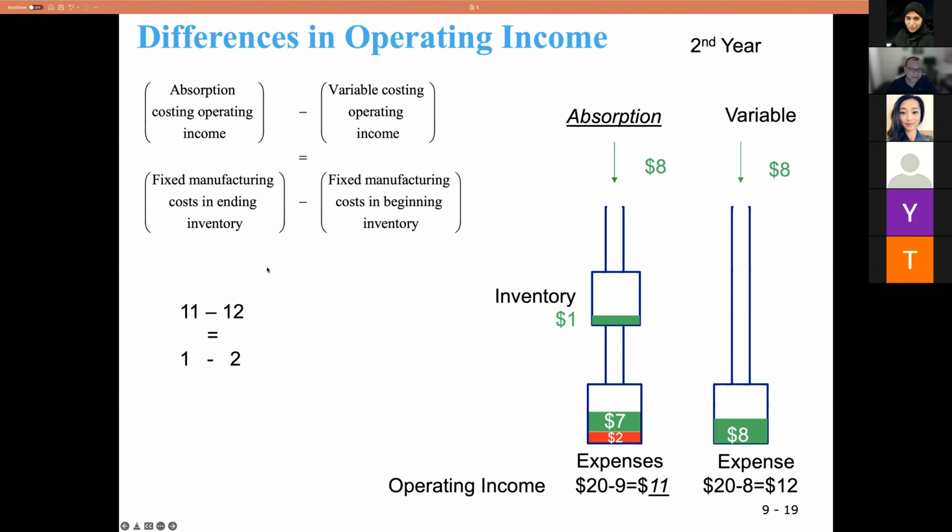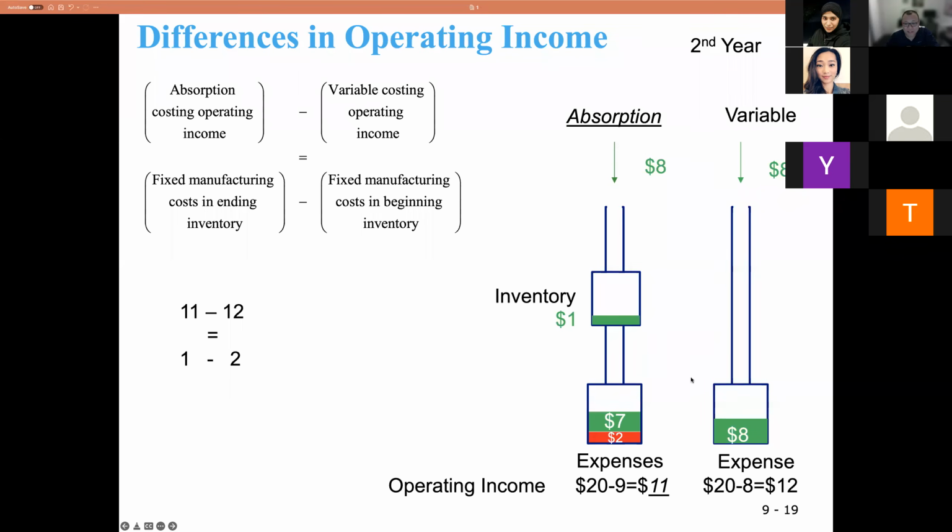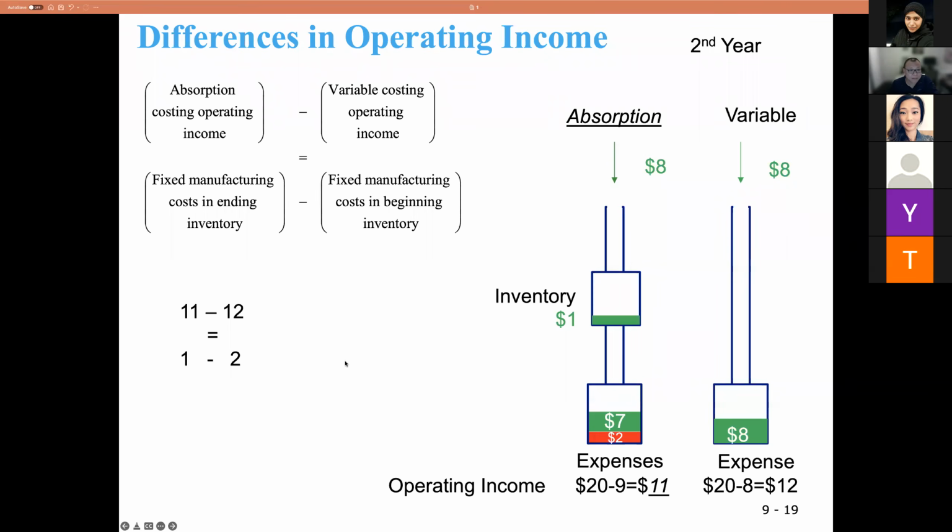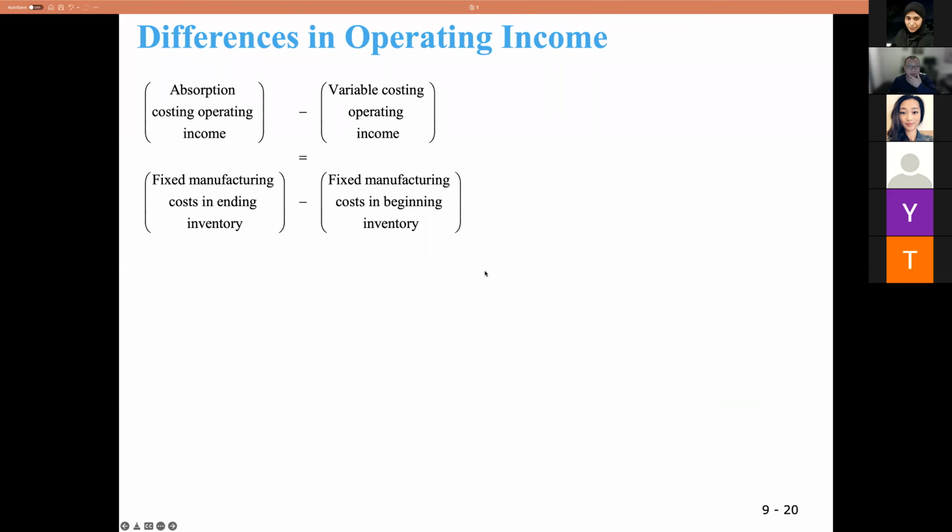Okay, I want to see if this makes sense after this example. Tell me if this makes sense, if you understand the difference between the two costings. 1, 2, 3. Sum up. Okay, wow, pretty good. Awesome. Yeah, if you don't understand, please don't feel shy. Just ask me, okay? Okay, so that's the difference in the operating income.